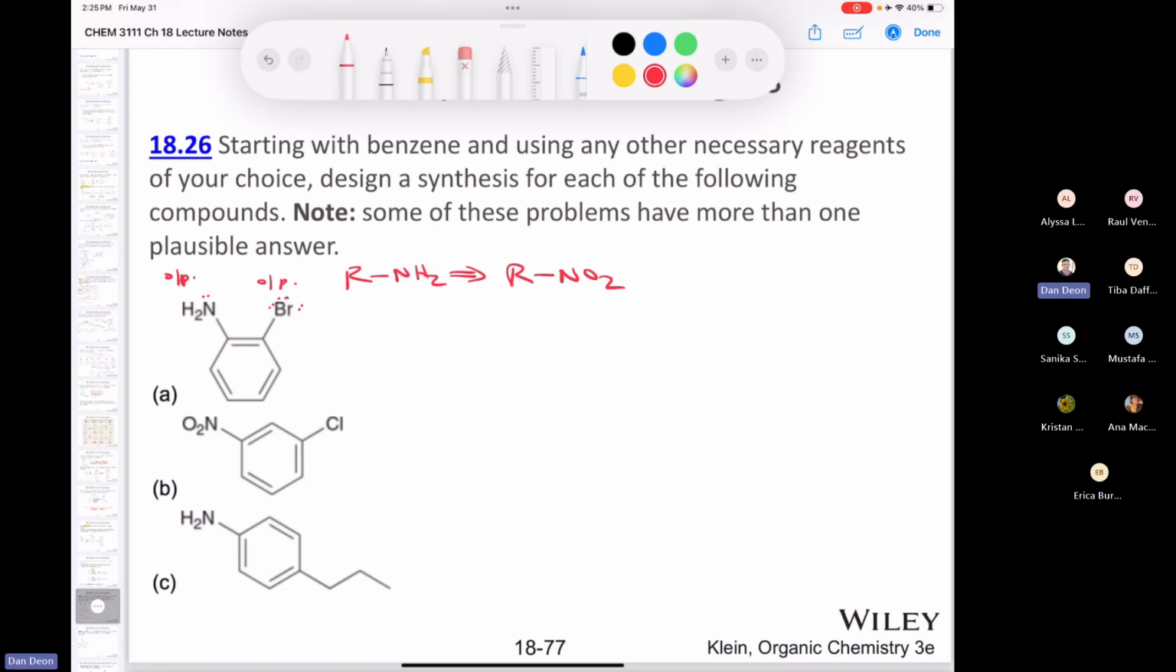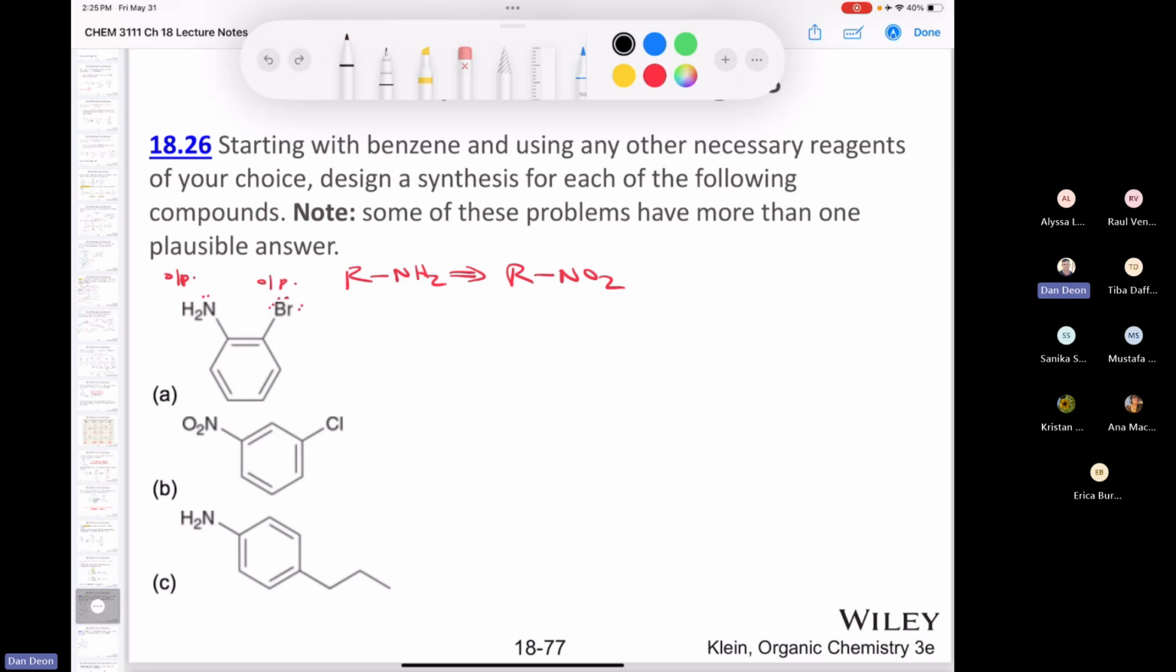So I couldn't put in the nitro group first because the nitro is going to be a meta director, right? So that's going to be a meta director, and we want these two groups to be ortho to each other. So let me show you where I think we should start. I think we should start by taking benzene and brominating it, okay?